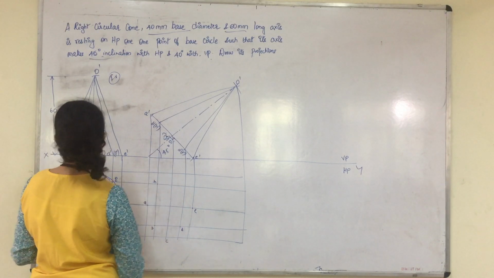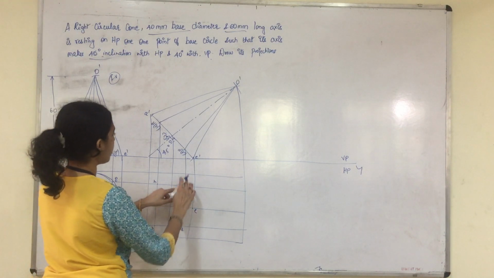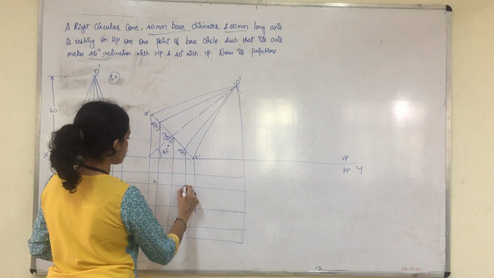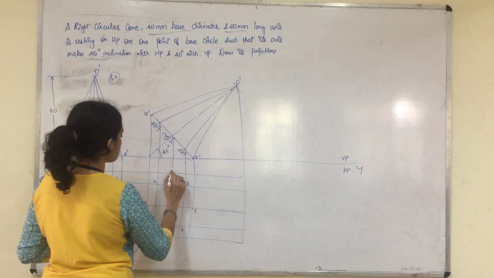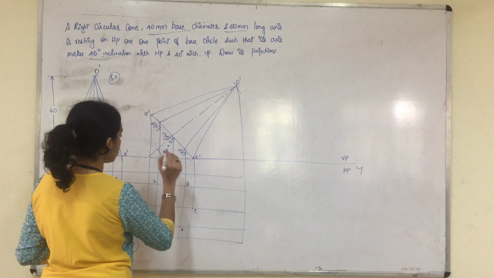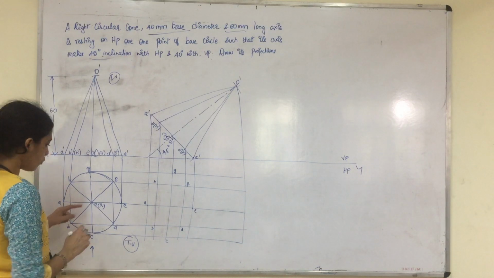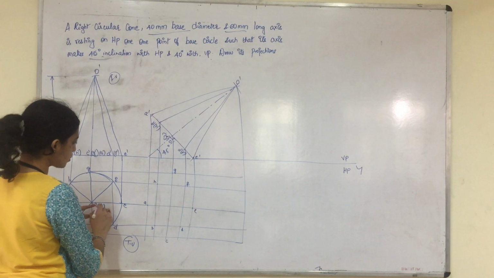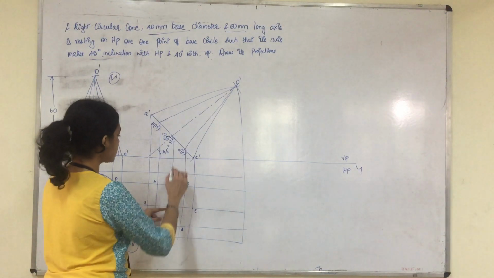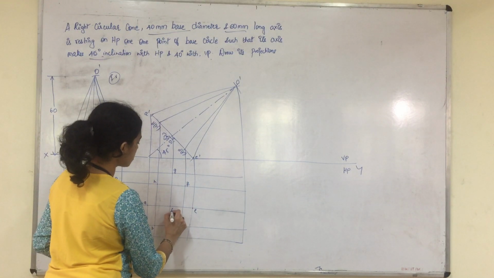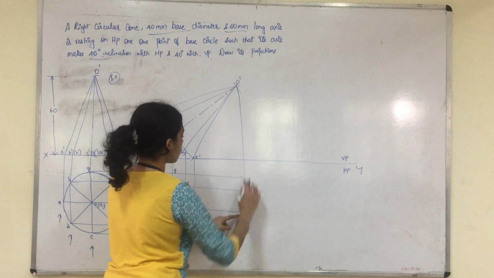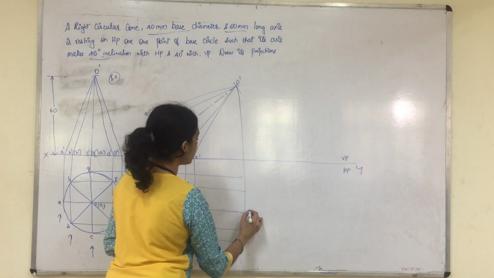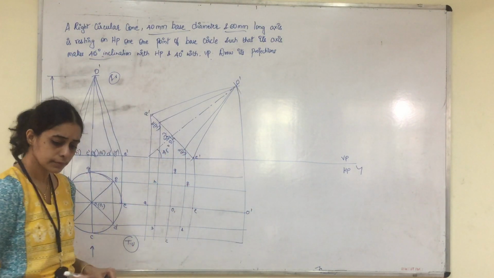So this is our H. Locus of F is meeting F dash at this point. So this is our F. Locus of G is meeting G dash at this point. So this is our G. After that, the center of the base is O1. Locus of O1 is meeting O1 dash at this point. So this is our O1. And locus of O is meeting O dash at this point. So this is our O dash.